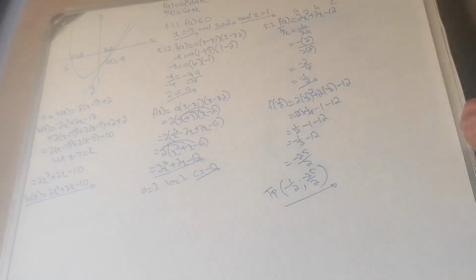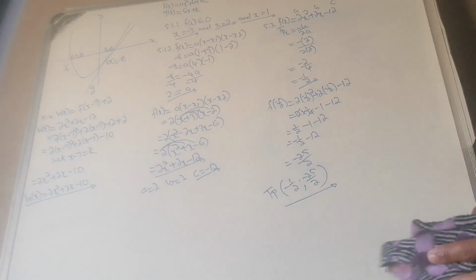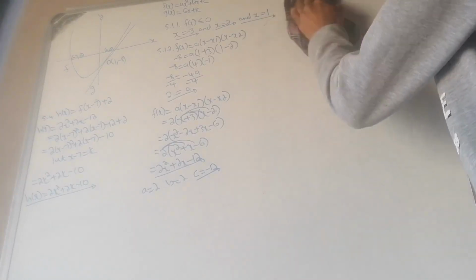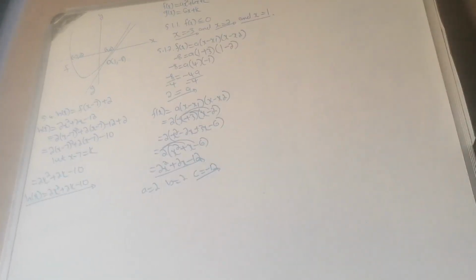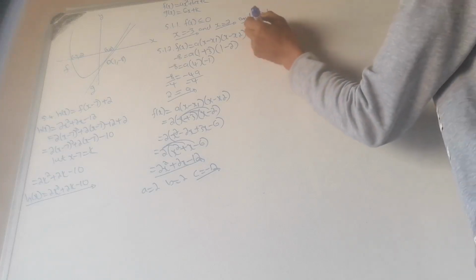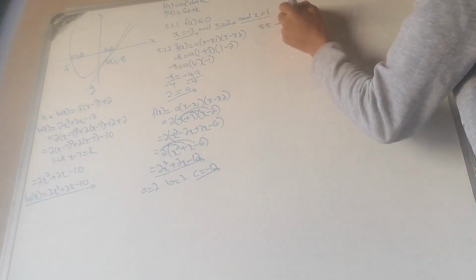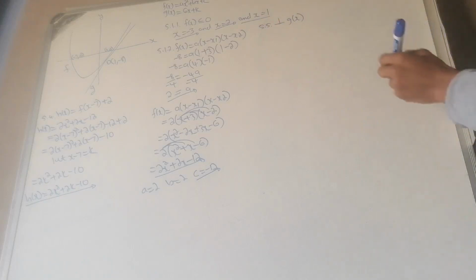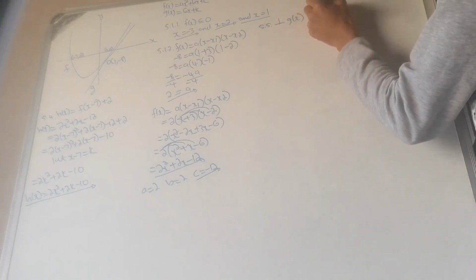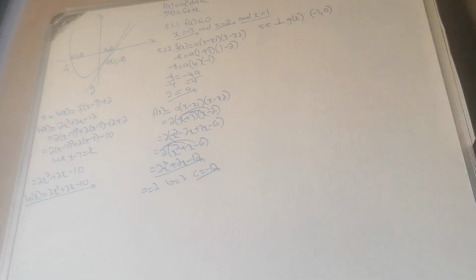Question 5.5. Determine the equation of a line Q which is perpendicular to g, passing through the point minus 3 and 0, in the form y equals mx plus c.